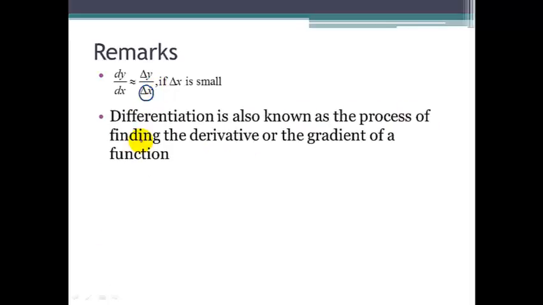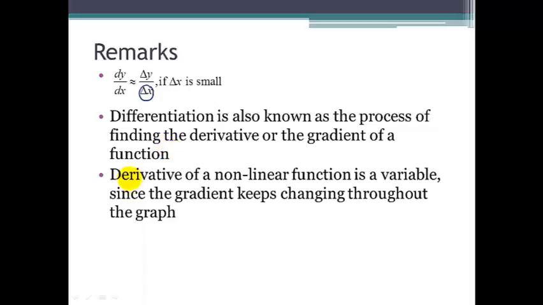Differentiation is also known as the process of finding the derivative or the gradient of a function. So, if a question asks you to find gradient, what you need to do is to perform differentiation. The derivative of a non-linear function will be a variable. This is because the gradient keeps changing throughout the graph. We've talked about this just now.